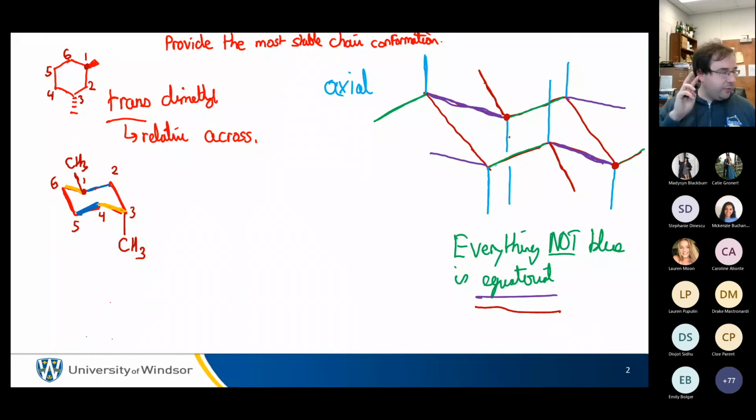Every chair can be flipped. I'm going to try. If you have a model kit, make a 6-membered ring. Actually, for today's class and next class, you should probably just make a 6-membered ring. So if you have a model kit, that's great. Let's see if I can figure out a way to.